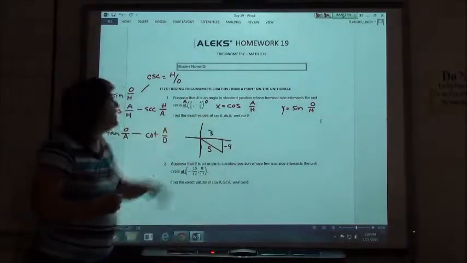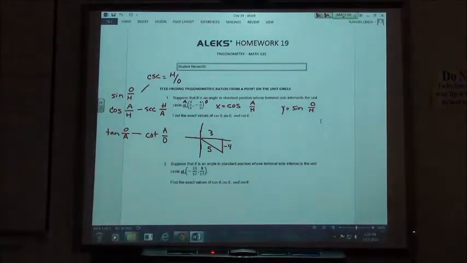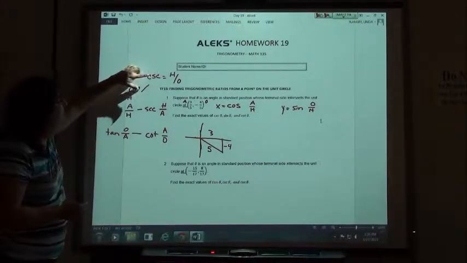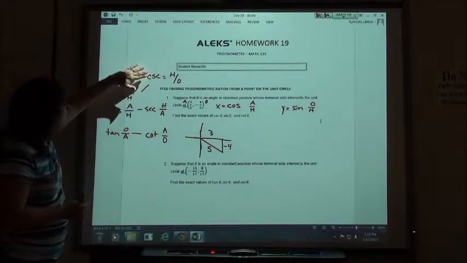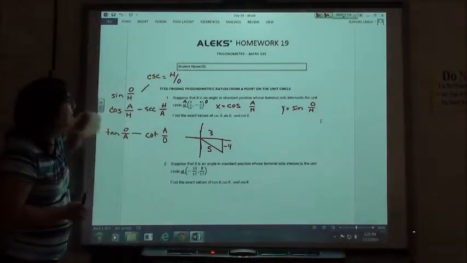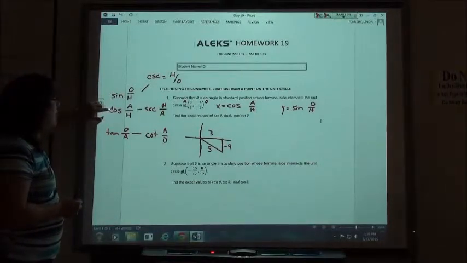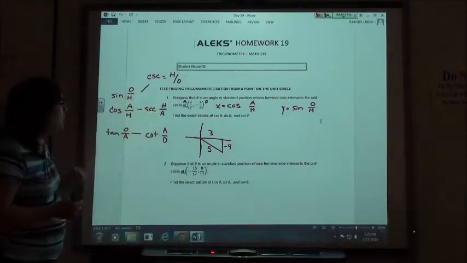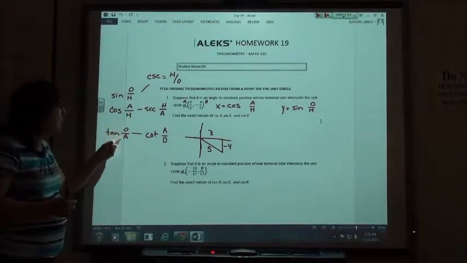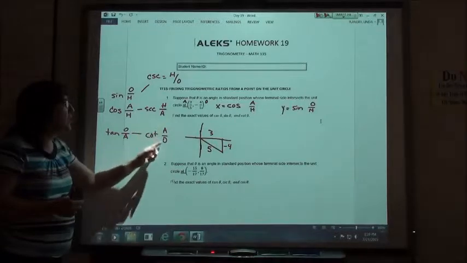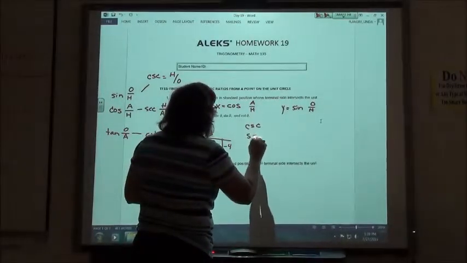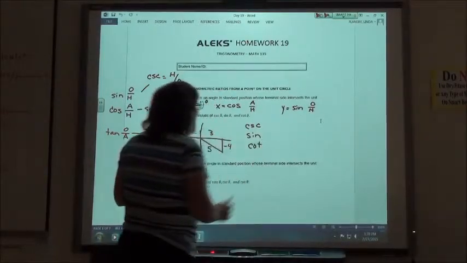Now I'm going to find the exact values, and now they're going to throw in more than just the 3 basic ones. So we had the sine, which was the opposite over the hypotenuse. The inverse of the sine is the cosecant. The cosecant is the hypotenuse over the opposite, just flipped upside down. Cosine was adjacent over hypotenuse. The secant is that inverse, so hypotenuse over adjacent. Tangent was opposite over adjacent. Cotangent is going to be adjacent over opposite. So we're going to do the cosecant, the sine, and the cotangent.